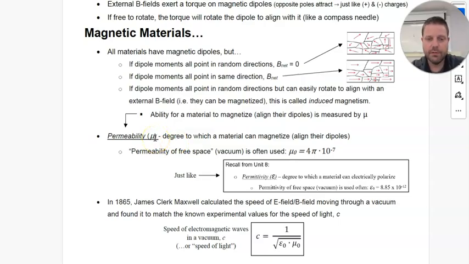Most common one we'll deal with the majority of the time is the permeability of free space. It is mu naught, kind of like epsilon naught when we had permittivity of free space for electric fields in our Gauss equation. Mu naught is going to be used in Ampere's law equation and has a given constant that's on your equation sheet.